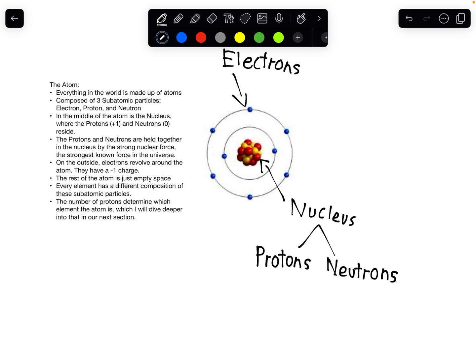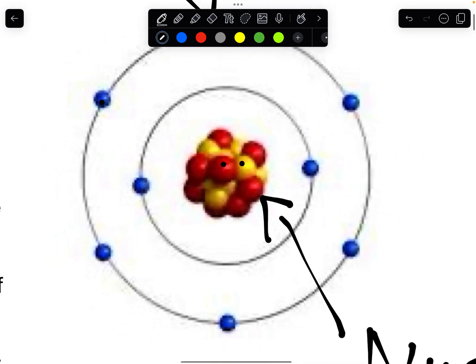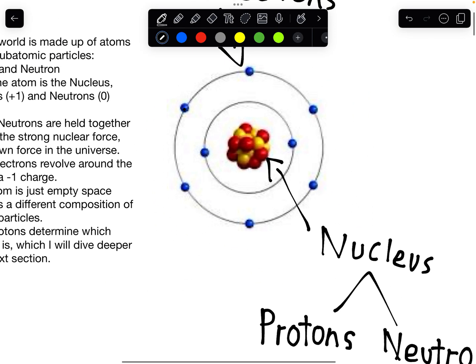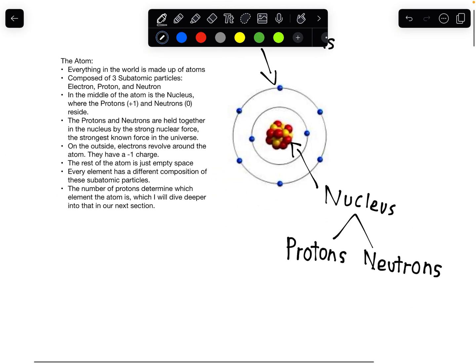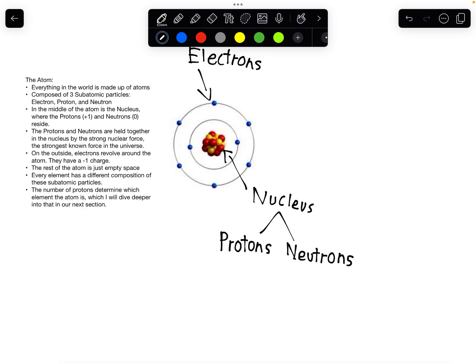Well, this is because of the strong nuclear force, which is one of the four forces of the universe. The strong nuclear force is what holds these protons and neutrons together in this nucleus shape so that the electrons can revolve around the outside. You're probably wondering, what is the rest of the atom composed of? Well, the rest of the atom, like this space here and this space here, is just empty space. There's nothing else in the atom. This is all that is composed of the atom.